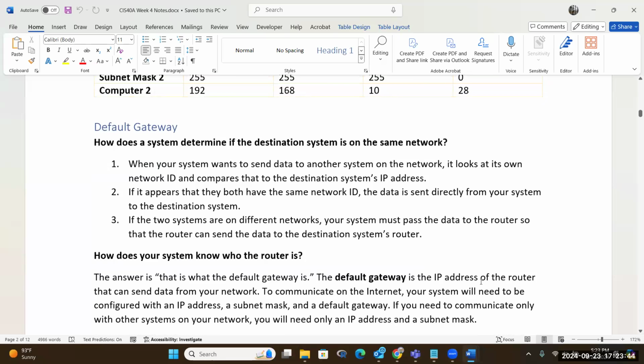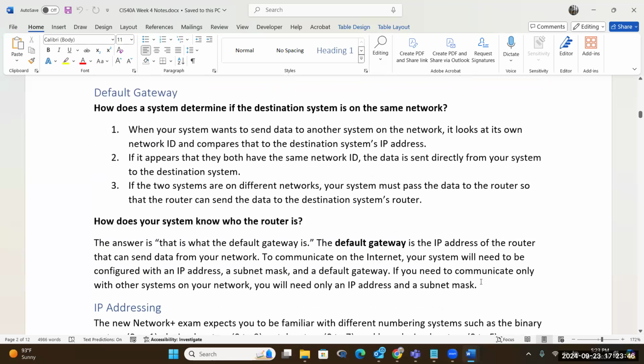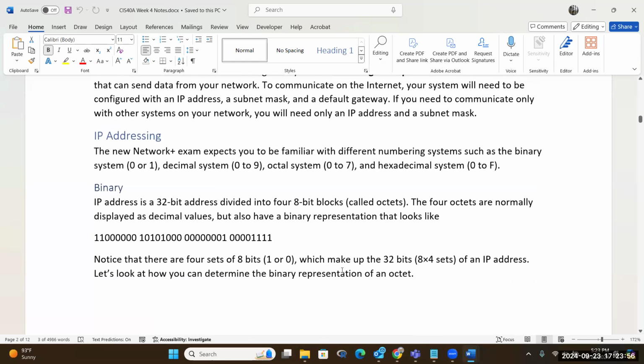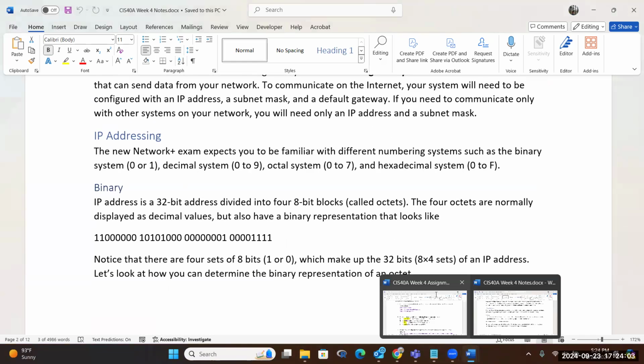Here it talks about the default gateway. I think I explained that a bit. And usually you see that as a router. It can also be a server or a computer. Okay. Sorry. Let's go to the next question.